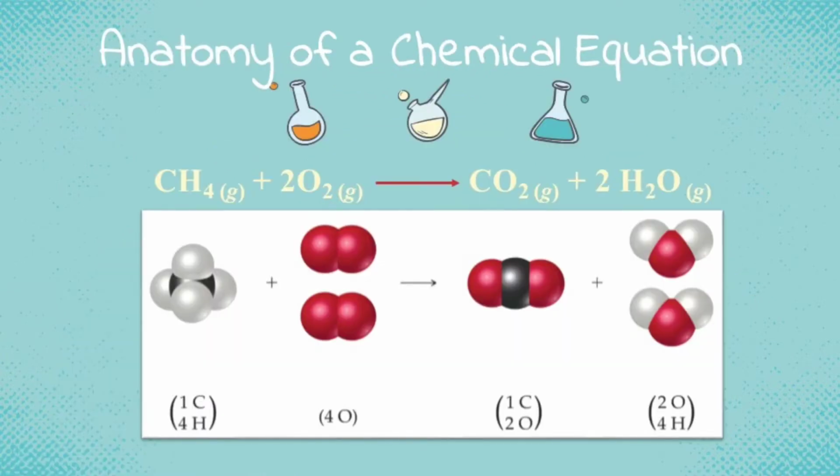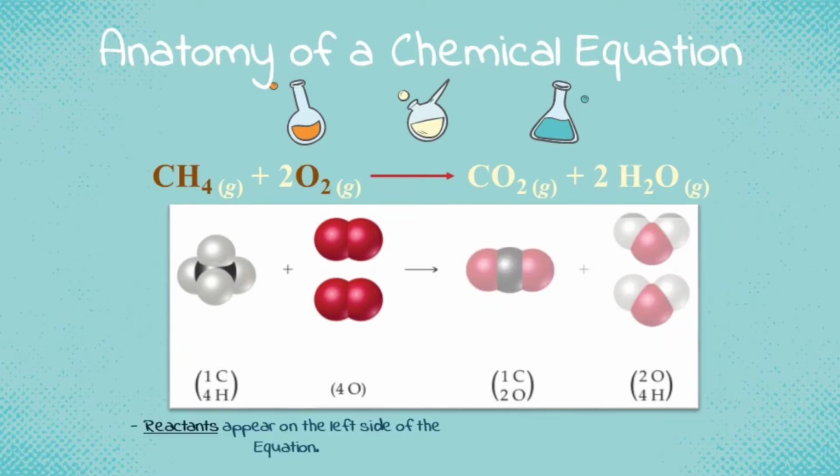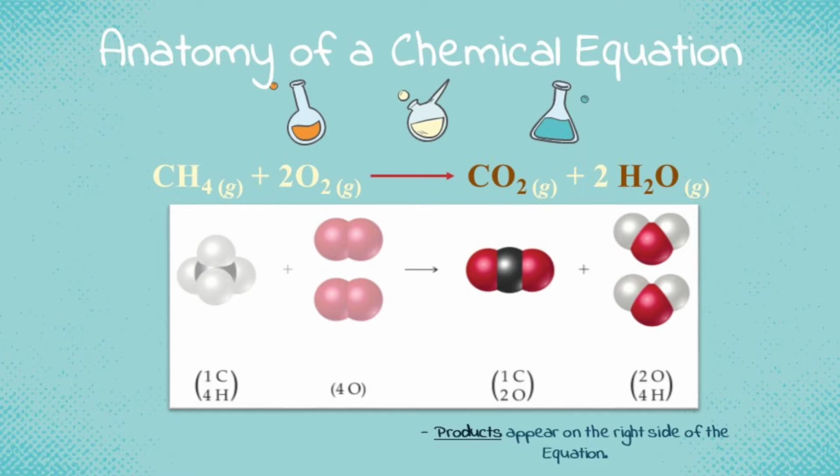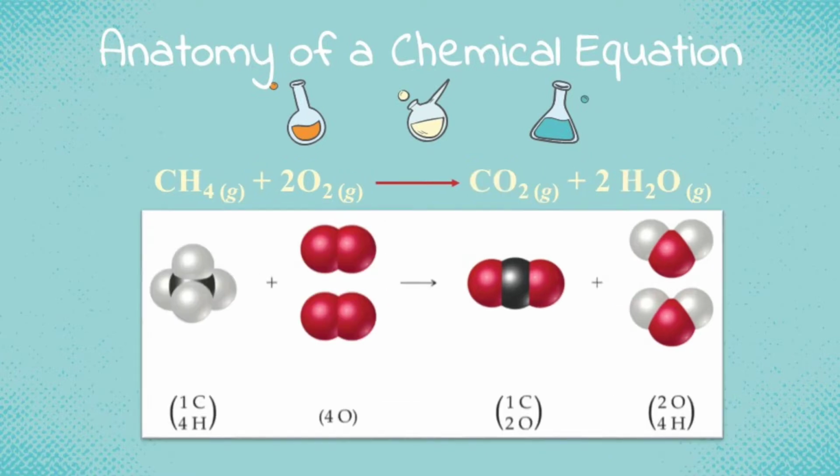Anatomy of a chemical equation. A chemical equation consists of the chemical formulas of the reactants on the left and the products on the right. The two are separated by an arrow symbol, usually read aloud as yields. Each individual substance's chemical formula is separated from others by a plus sign.